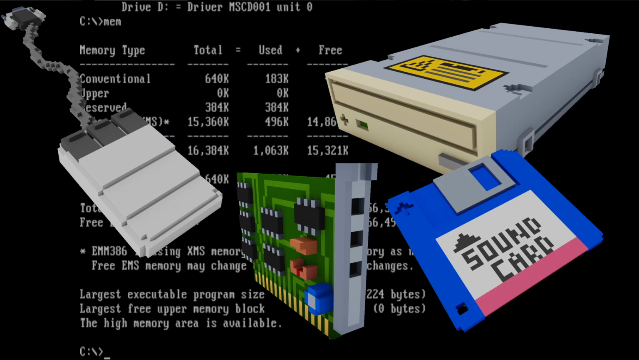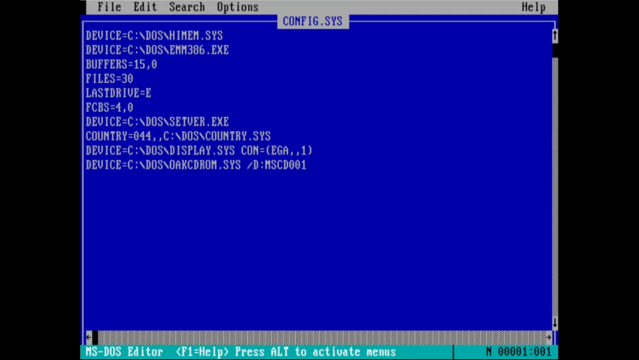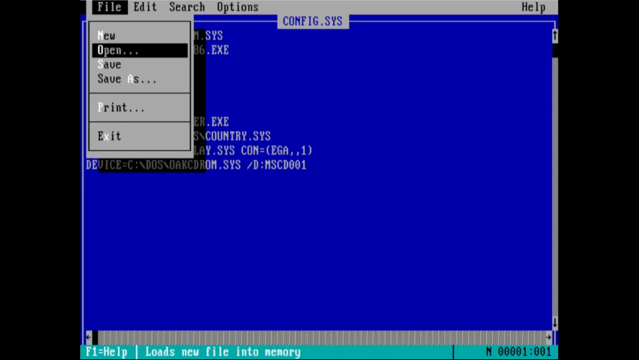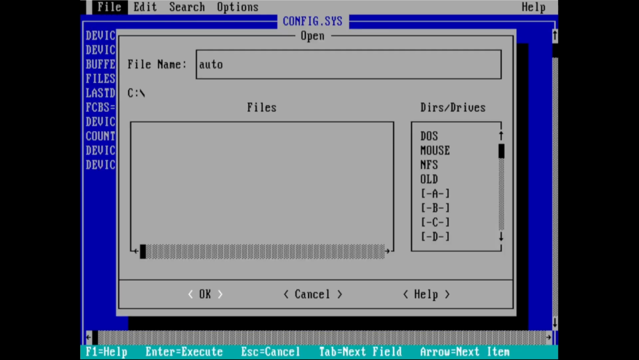DOS had 2 files that controlled what would be loaded at boot time, CONFIG.SYS and AUTOEXEC.BAT, and on a PC with plenty of hardware, these would be full of lines installing drivers, each of which would use up yet more of that precious conventional memory.